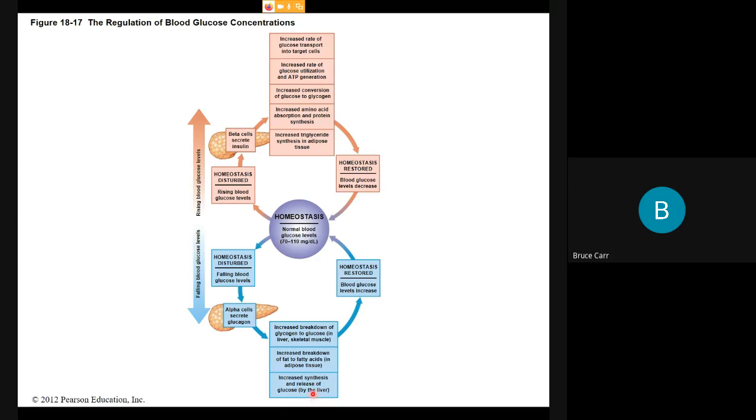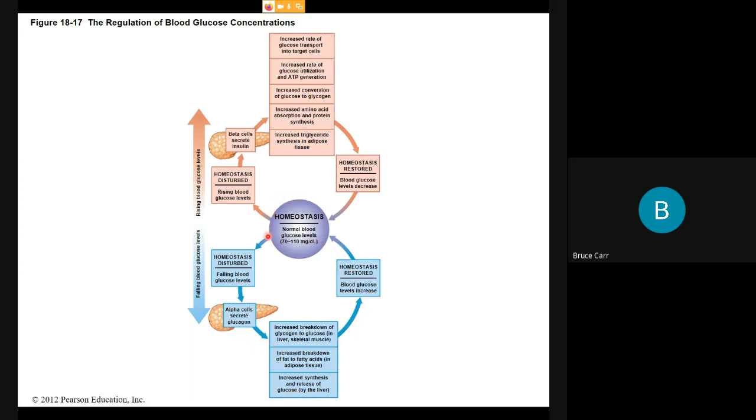Glucagon stimulates the liver to actually take other monosaccharides. So fructose is a great example. It's not blood glucose, but it can be converted to glucose in the liver, and glucagon provides that catalysis for that transition. So all of these bring this back up.